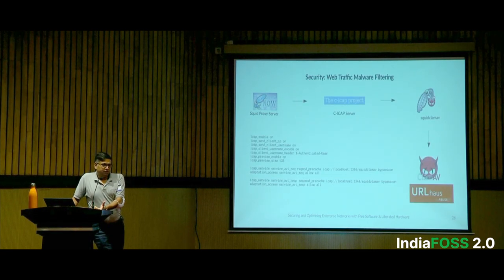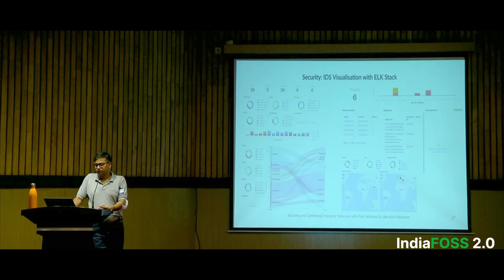Then web traffic malware filtering. For that, ClamAV and the Squid ClamAV plugin for the C-ICAP server. ICAP is the Internet Content Adaptation Protocol, where you can adapt the content flowing through the proxy server. So we take advantage of that to scan for malicious traffic. Malicious JavaScript or malware can be stopped based on ClamAV antivirus signatures.